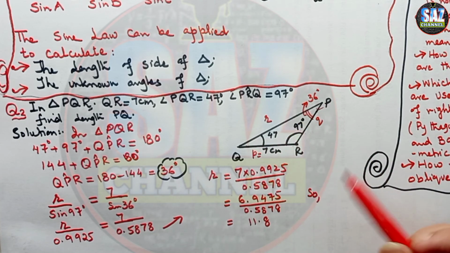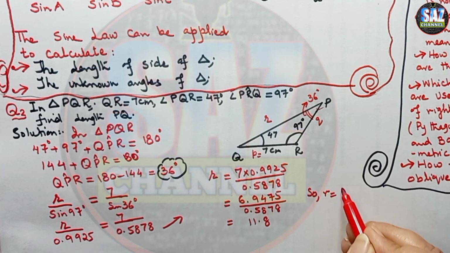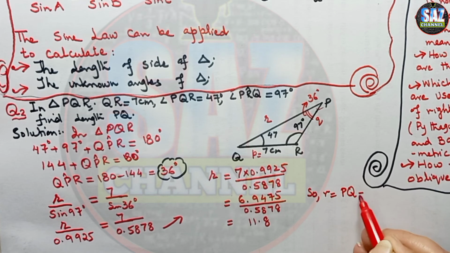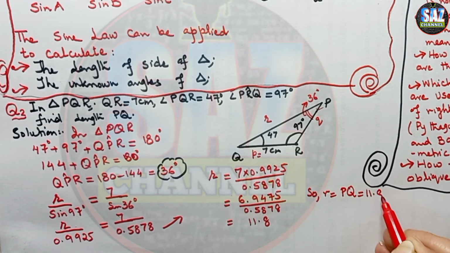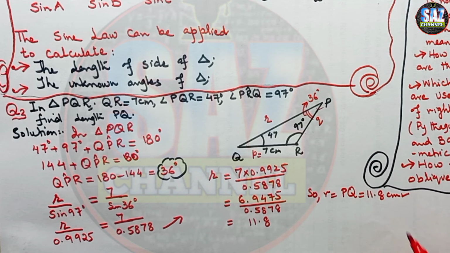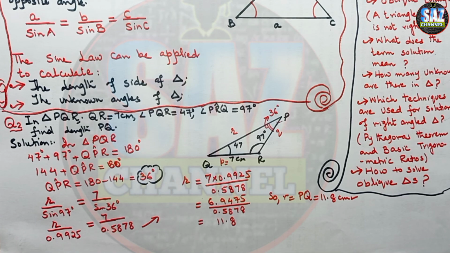So r, actually PQ, which is the requirement of the question, equals 11.8, and all the measurements are in centimeters, so I have to mark the unit as well: centimeters. So this is the value of the unknown and the requirement of the question.